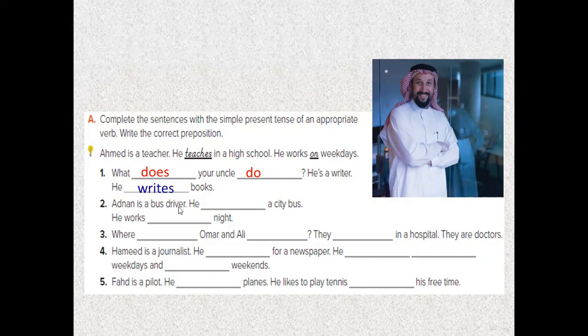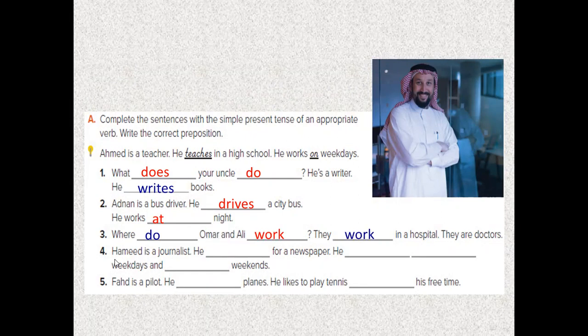Adnan is a bus driver. He, excellent, drives. He, we should add S to the verb. He works night. What is the appropriate preposition for night? Excellent, at night. Where Omar and Ali, plural subjects, so I'll use do. Where do Omar and Ali work? They work in a hospital.